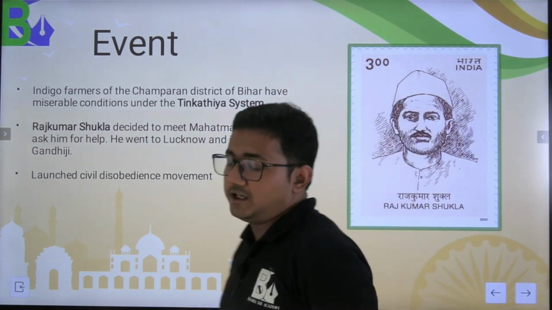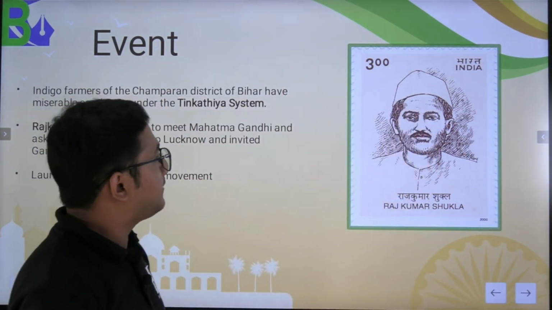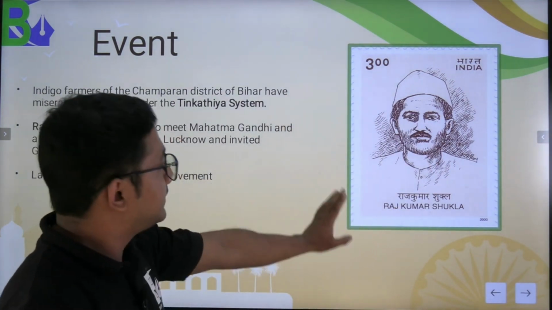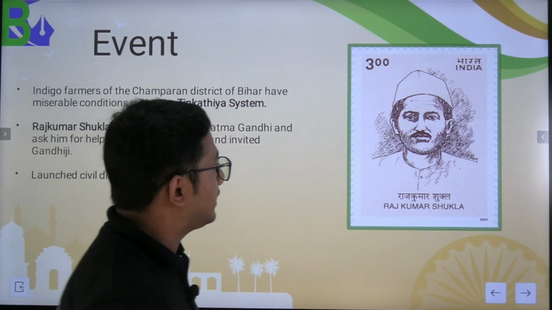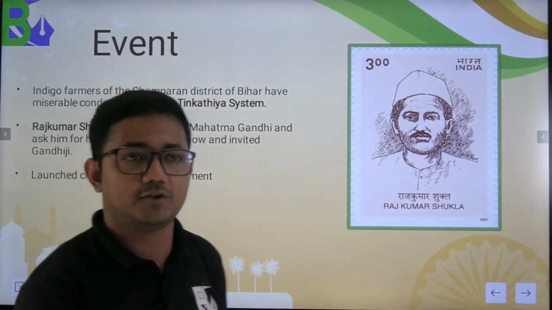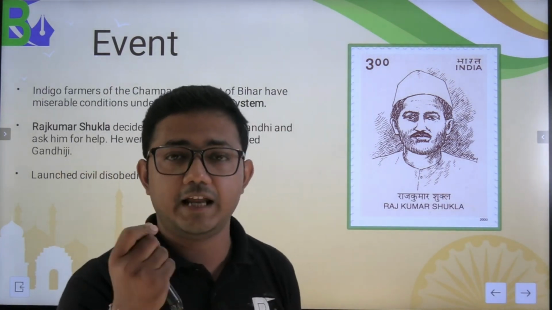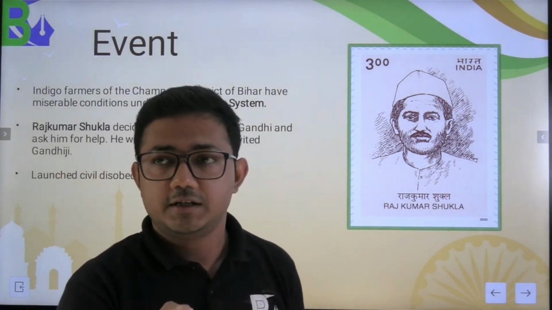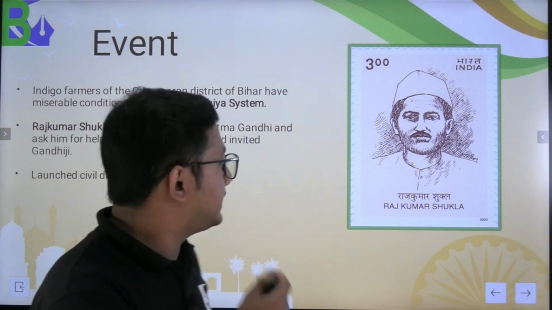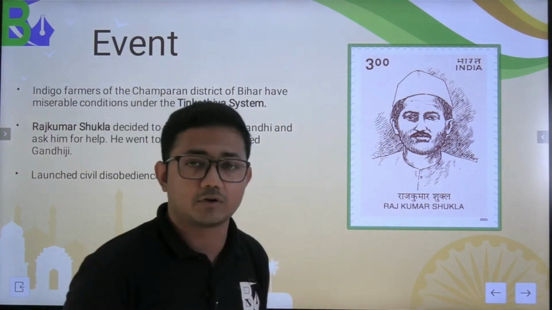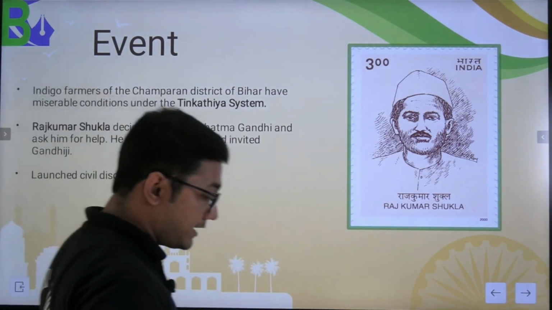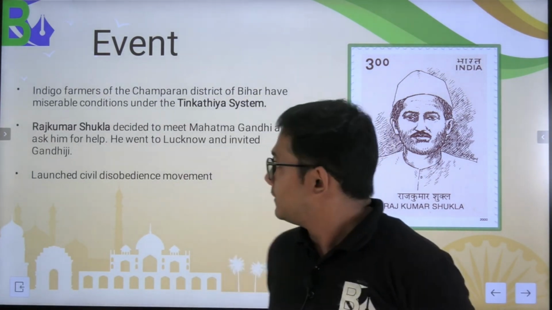Now on the screen you see a person's picture. Actually it is a postcard stamp. He is known as Rajkumar Shukla. Rajkumar Shukla, again, as I told you, without naming Gandhiji you cannot study the Indian freedom struggle. Similarly, without knowing about Rajkumar Shukla you cannot get complete knowledge of the Champaran Satyagraha event.